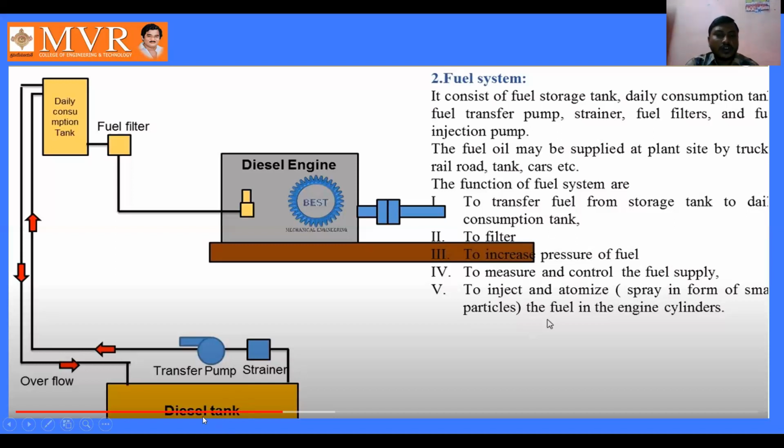We are going to transfer the fuel from the storage tank to the daily consumption tank, and after filtration, to increase the pressure of the fuel, to measure and control the fuel supply, and to inject and atomize, meaning spray in the form of small particles. Here we are using the fuel injection pump. The fuel injection pump atomizes the fuel in the engine cylinders of the diesel engine.